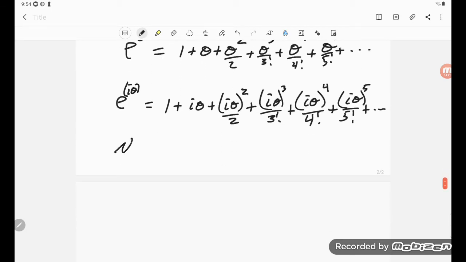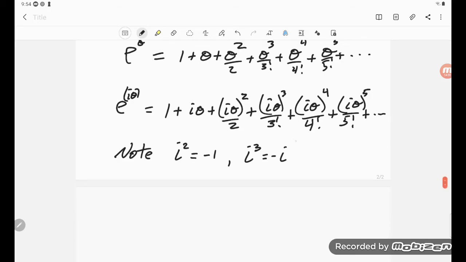Now note, I squared is equal to -1. I cubed is equal to -I then, because I'll take -1 times I. And then I to the fourth is equal to 1, but that means I to the fifth is equal to I, and it starts all over again. So I to the sixth will be -1, and so forth.